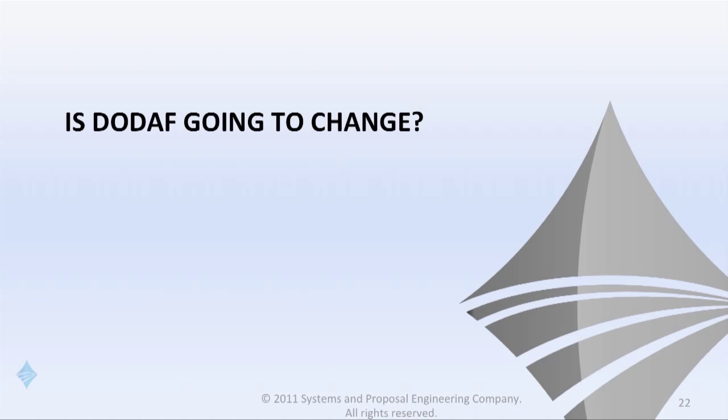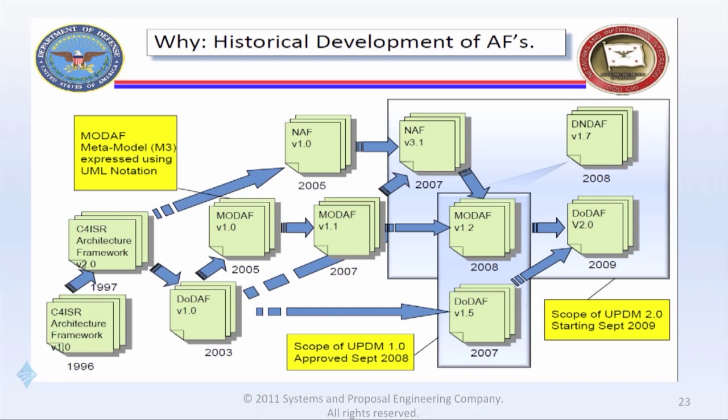So we come back to one of the last questions, and that is, with all the investment we're putting in this DoDAF and learning how to use it, is it going to change? Well, I can guarantee you it will. The whole history of DoDAF has been one of change, starting in the mid-90s, developing the C4ISR architecture framework, and instead of coming out with version 2.0 of that, they came out with DoDAF 1.0.